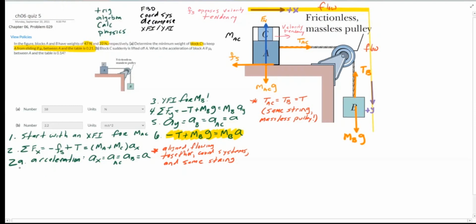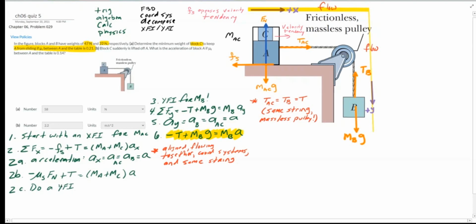I have to return to my X force because I left it incomplete. All right, so if I keep going here, negative F sub S is negative mu sub S times F sub N, plus T, equals mass A plus mass C times A. I should have done this before, but I'm doing it now. And now 2C is do a Y force inventory to find F sub N.